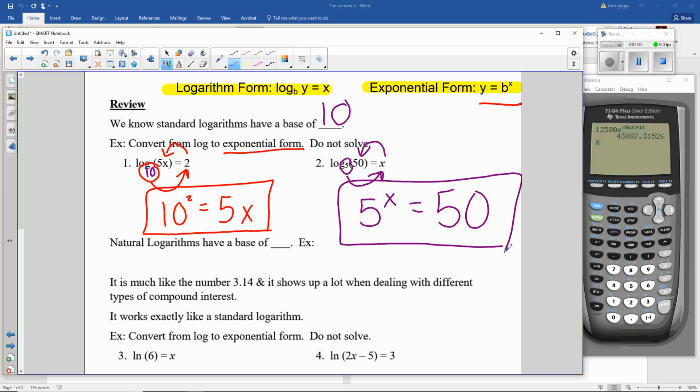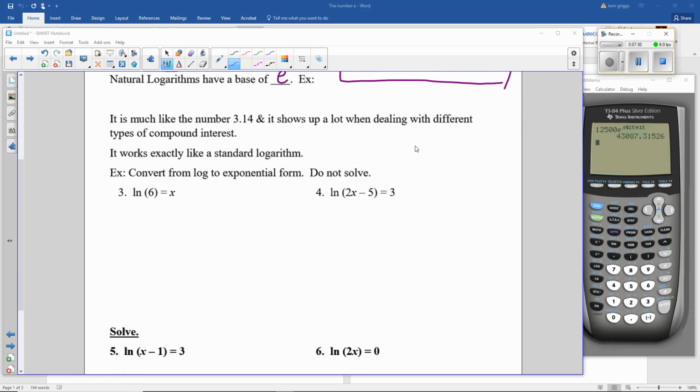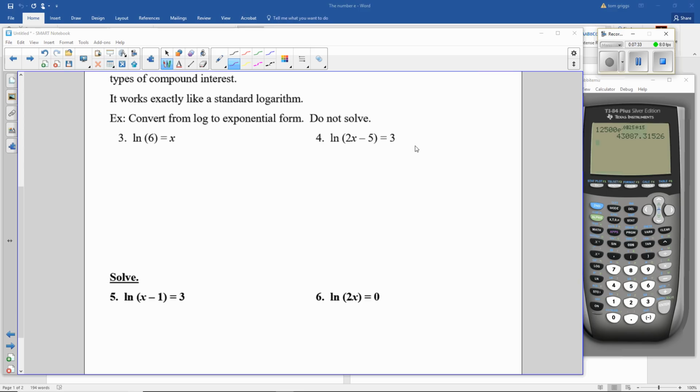Natural logarithms have a base of e. So that number shows up again. Remember, with logarithms, we talked about earthquake problems and populations growing very rapidly. We used logarithms for both those types of problems. Natural logarithms, we're talking about big money, basically. So when you have a lot of money, use natural logarithms. But these are really basic. They work exactly like a standard logarithm, except the base is different.